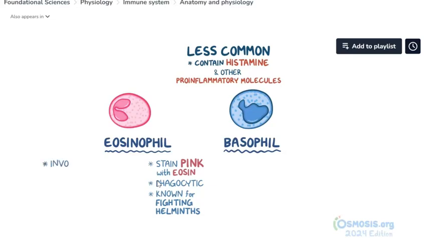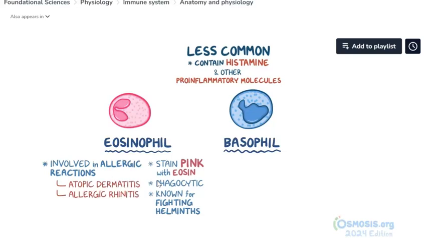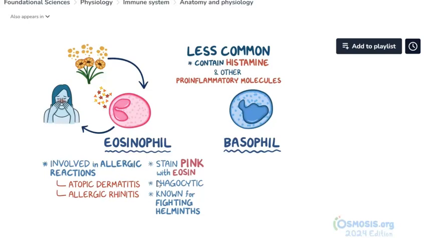These cells are also involved in allergic reactions, such as atopic dermatitis and allergic rhinitis, also known as hay fever. When involved in allergic reactions, eosinophils degranulate, meaning they release various enzymes and proteins within their granules, and this causes an inflammatory reaction. Next, you have basophils, and they stain blue with the dye hematoxylin.